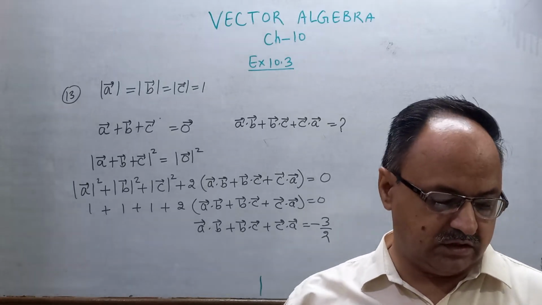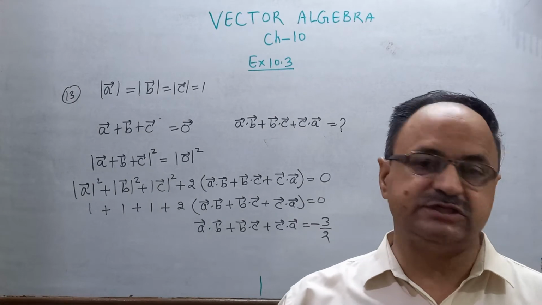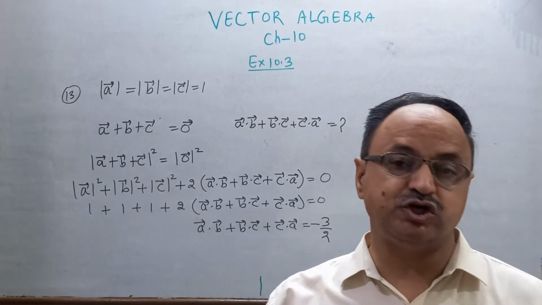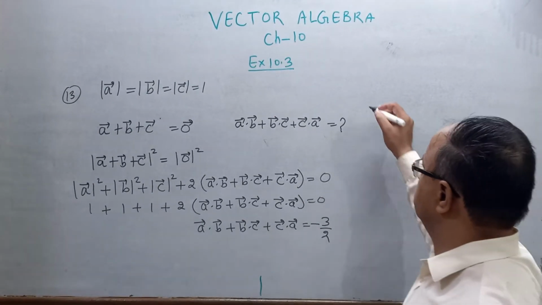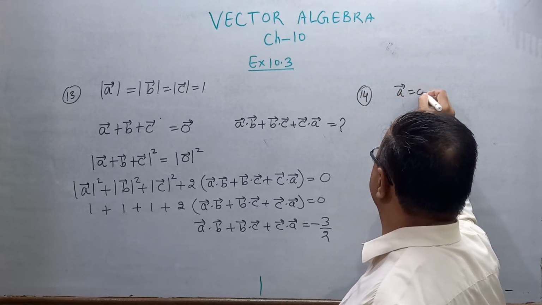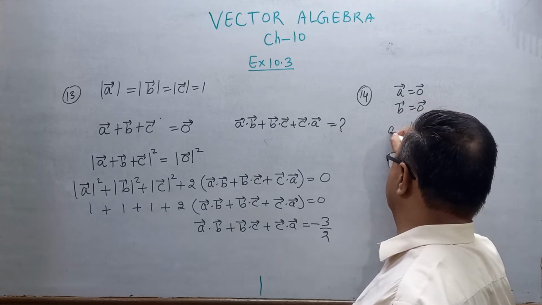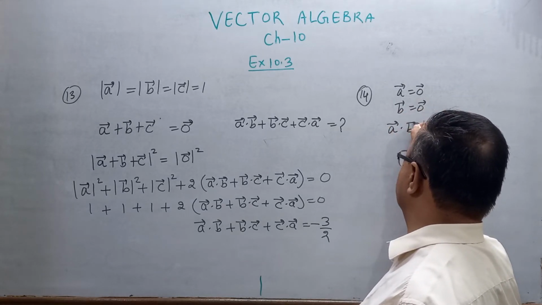Question number 14. If either vector A is 0 or vector B is 0, then you can see A dot B is 0. But the converse need not be true. You know very well, if vector A is the zero vector and vector B is the zero vector, it is confirmed that the dot product is also 0.